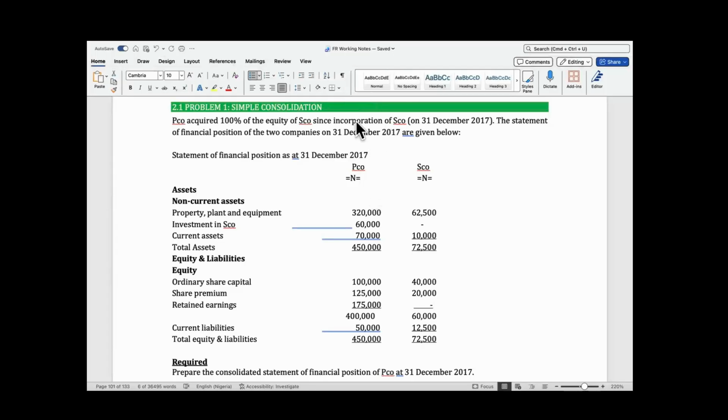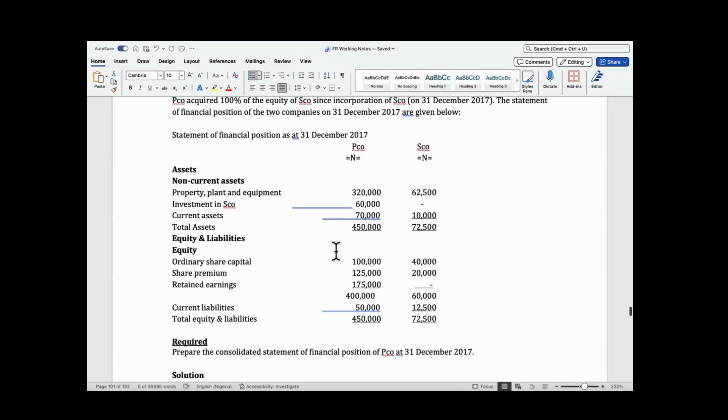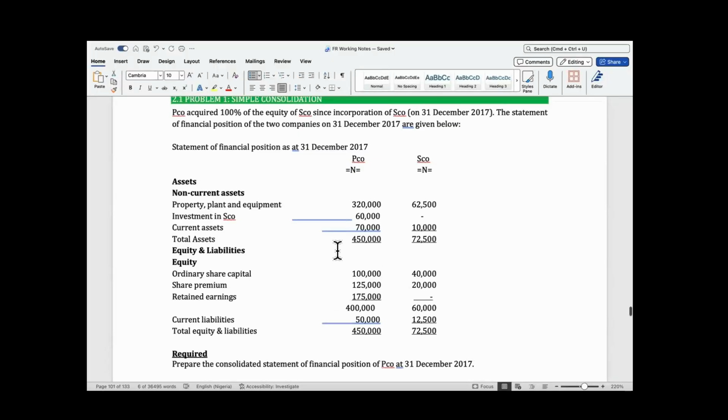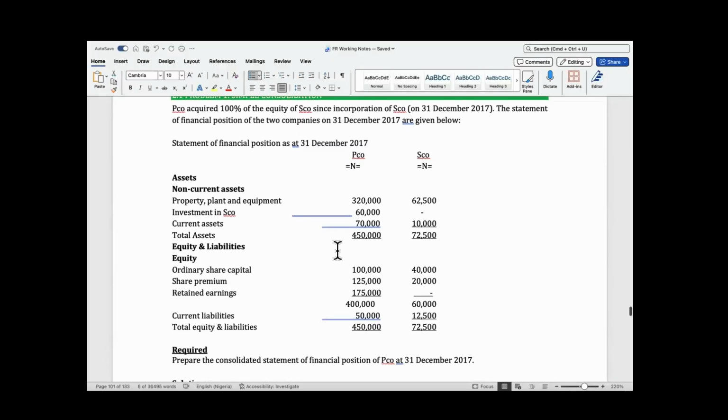Okay. Sure. PCO acquired 100% of the equity of SCO since incorporation of SCO on 31st December 2017. The statements of financial position of the two companies on 31st December 2017 are given below. All figures are shown to be correct. Required: Prepare the consolidated statement of financial position of PCO at 31st December 2017.